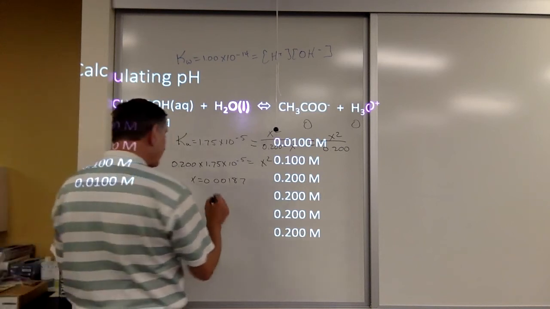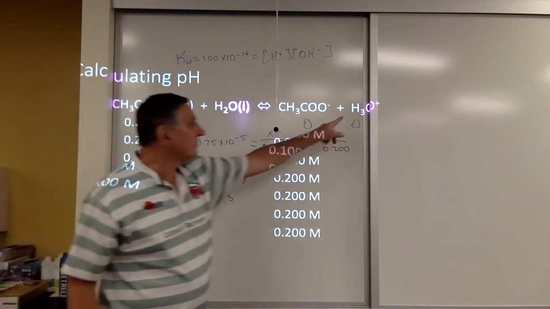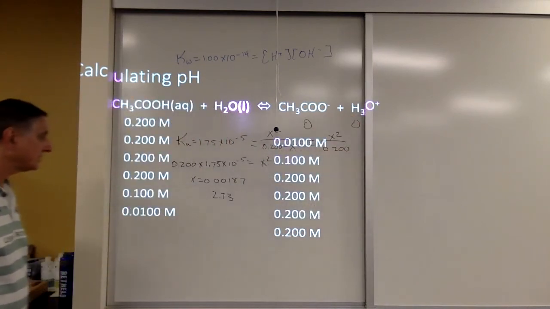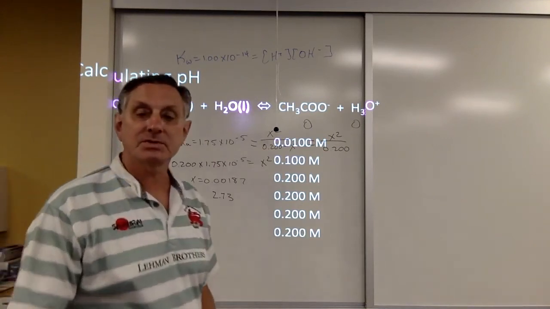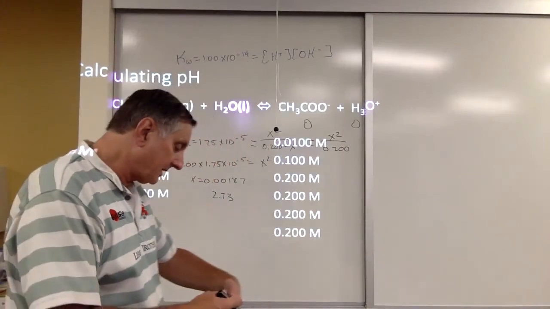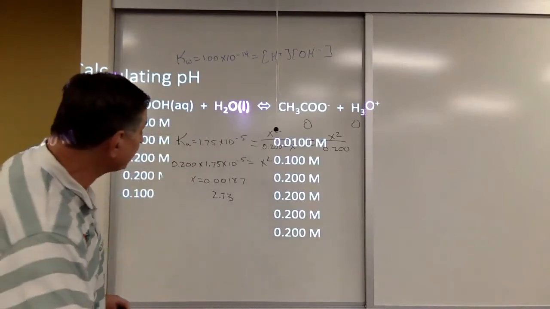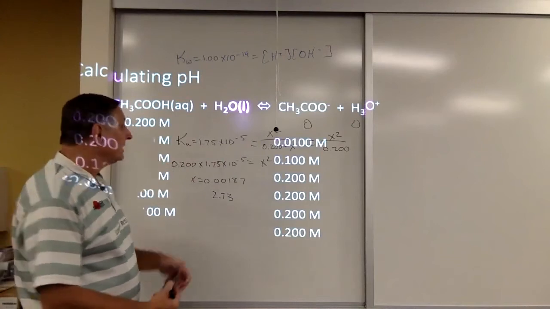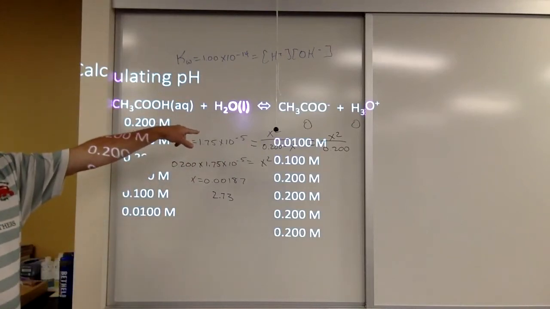X is equal to the hydrogen ion concentration, the hydronium ion concentration. Negative log of that is 2.73. I'm just going to move on to the next slide and check it. 2.728. Yep, that's it. So 2.73, I rounded from 2.728. This is how you do this calculation. It is a weak acid problem when there is no added conjugate base.